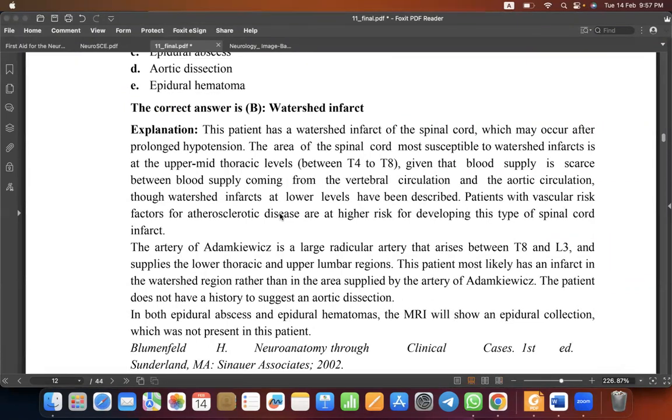Another important thing is the name of the artery of Adamkiewicz. This is the longest and very large radicular artery. It will be involved from T8 to L3. It will give blood to the lower thoracic and upper lumbar region. So you should remember T8, L3, the artery of Adamkiewicz.